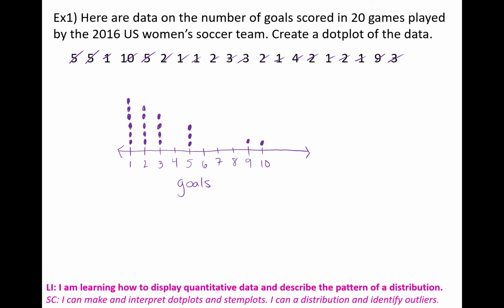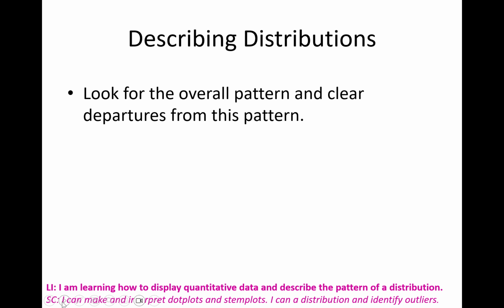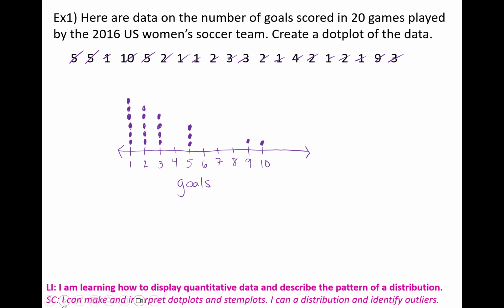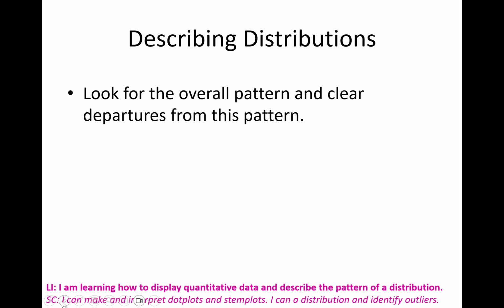And so each dot represents one of the data values, and you can kind of see this overall shape or distribution form. Let's go forward. Describing distribution. So look for the overall pattern and any clear departures from the pattern. So looking back at the one we just did, I have kind of a lot of data grouped on the left, and I have those couple of points on the right and some big space in the middle. Those would be things I might notice.